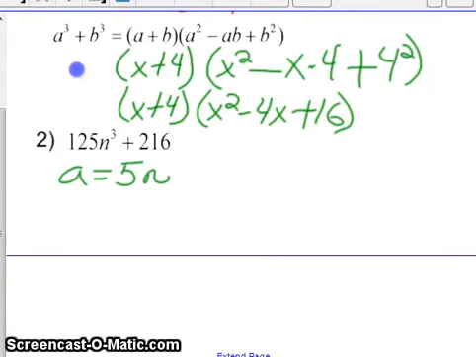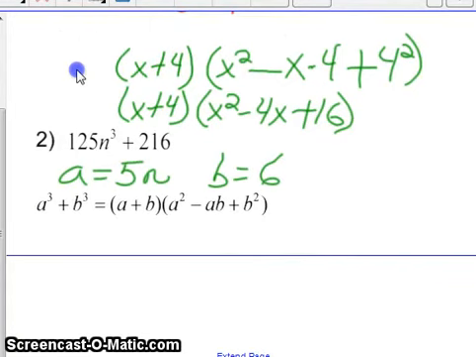So B is 6. Alright, so here's my formula. I'm going to skip that first step this time. I'm going to do that in my head. So A is 5n, so I've got 5n plus 6.